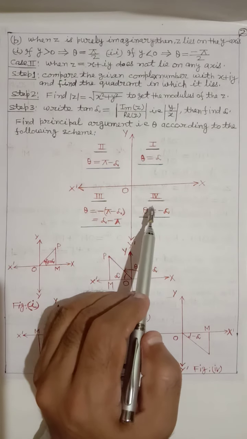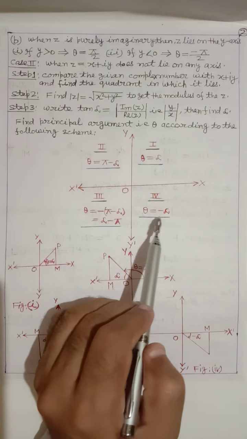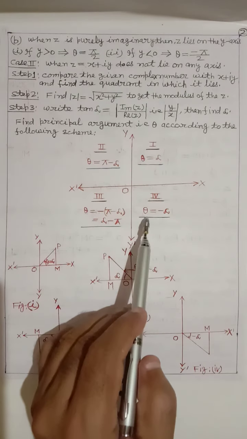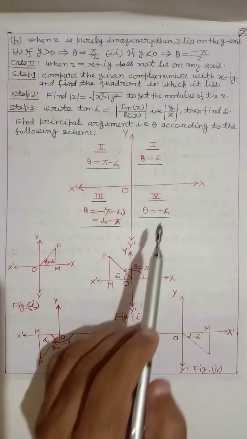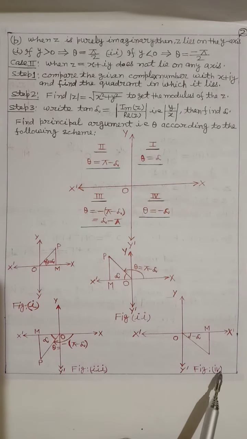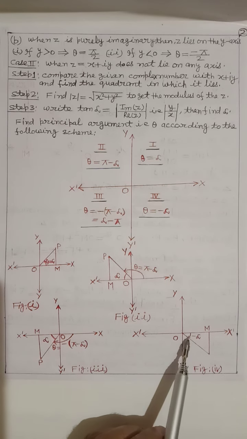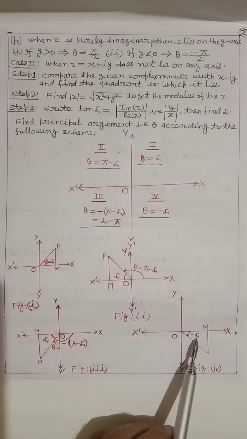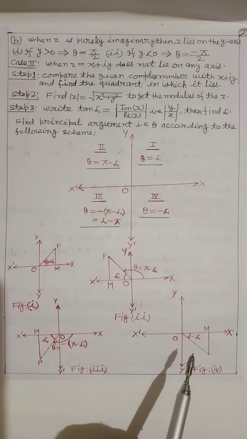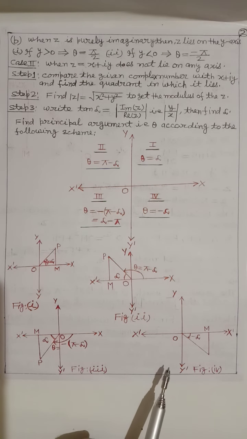And if the given complex number lies in the fourth quadrant, in that case theta is equal to minus alpha, which we can see easily from figure 4. Here this is minus alpha because this is the clockwise direction, the movement of a ray in the clockwise direction, so this angle is minus alpha. In this case the principal argument, that is theta, is equal to minus alpha.